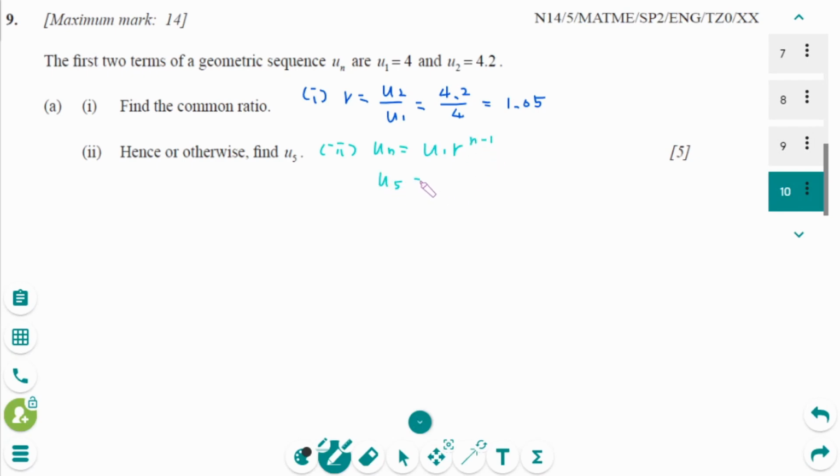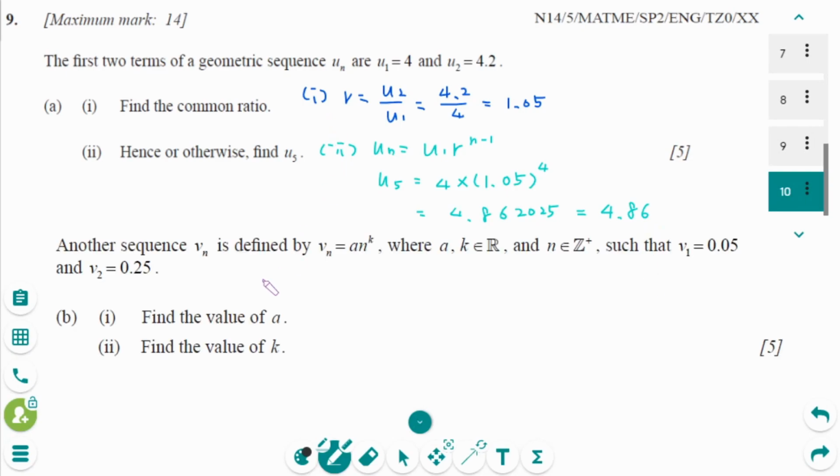So u5 equals 4 times 1.05 to the power of 4 equals 4.862025. The final answer is 4.86. Number B1. When n equals 1, V1 equals a times 1 to the power of k. Then V1 equals 0.05 equals a times 1. So a equals 0.05.